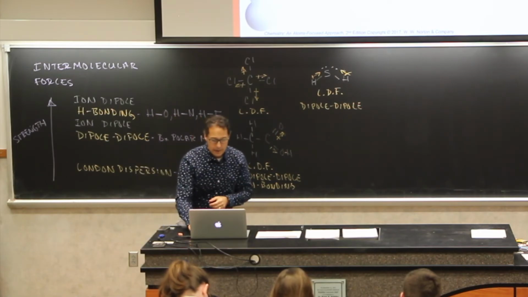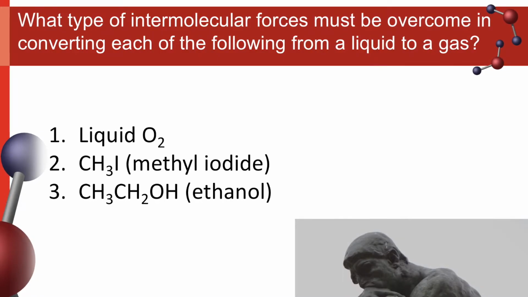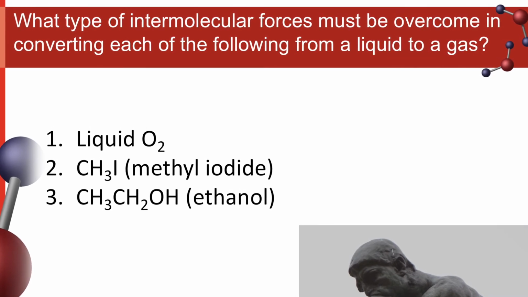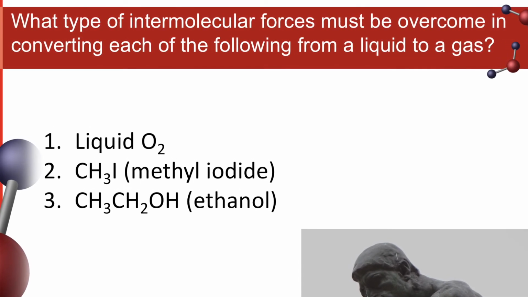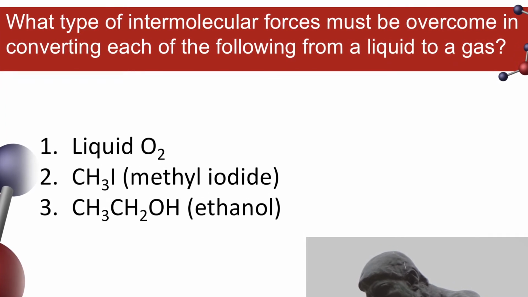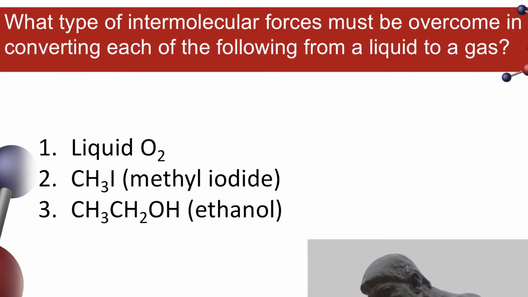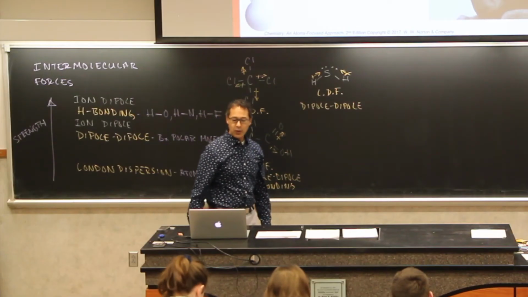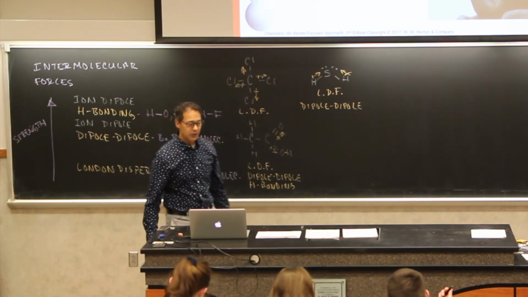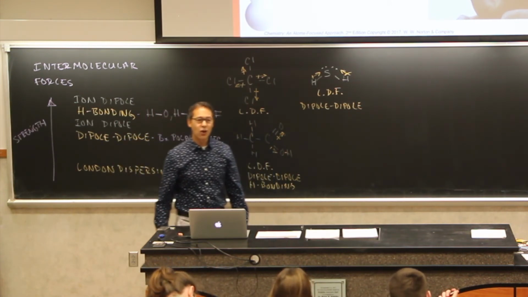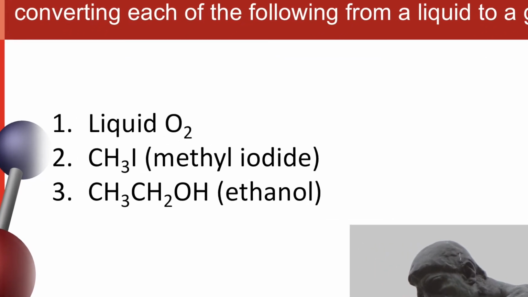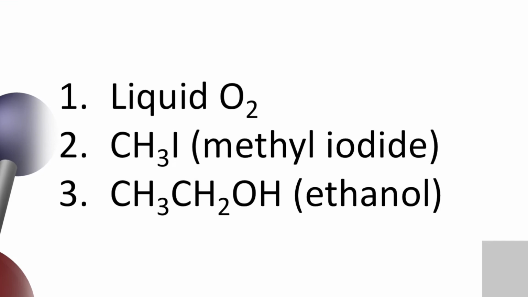Okay. All right. What type of intermolecular forces must be overcome in converting each of the following from a liquid to a gas? We've got liquid oxygen, methyl iodide, and ethanol. Okay. All right, so here, give this one a try. Try drawing out the Lewis structures for these 3 molecules and identify the strongest intermolecular force attracted between each of those, the attraction between each of these.